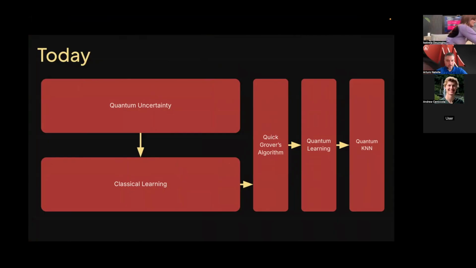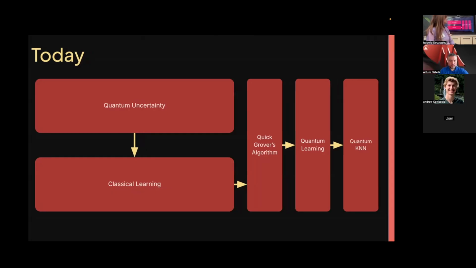Then we move away from classical learning for a moment, and we talk about Grover's algorithm. Grover's algorithm is a search algorithm. And we'll get into some fun misconceptions about what Grover's algorithm might do and what quantum mechanics can provide. Afterwards, we'll talk about quantum learning, which is what you're all here for. And then we'll see one example of what quantum learning might look like in a quantum KNN. All right, let's get to it.